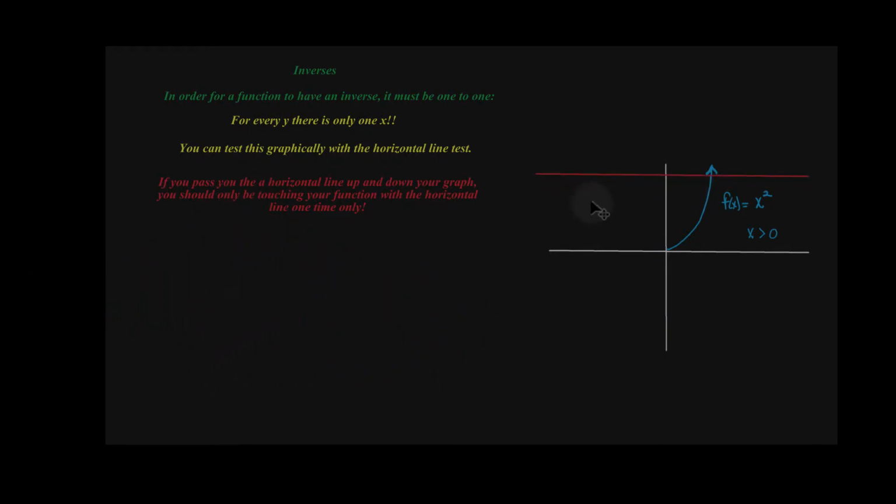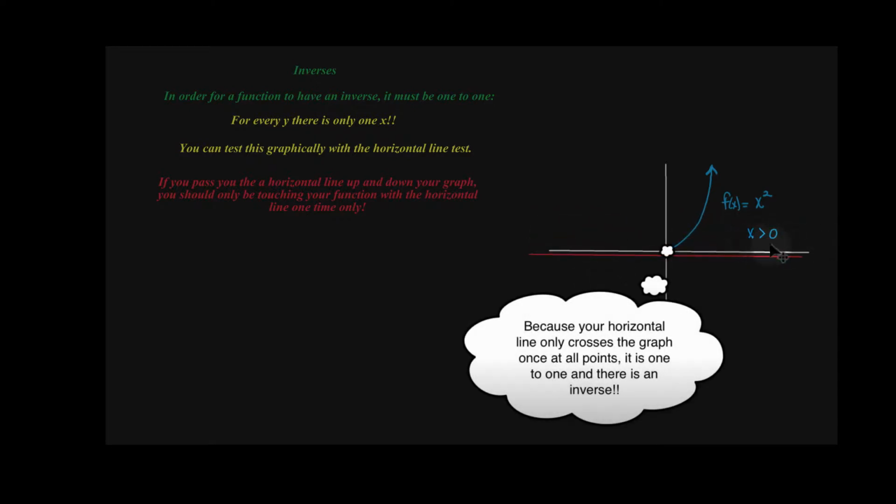Now, if I had the other half of the parabola right here, it'd be touching at 2 points and would not be one-to-one and would not have an inverse, okay? By restricting the domain as I did here, then it does have an inverse.